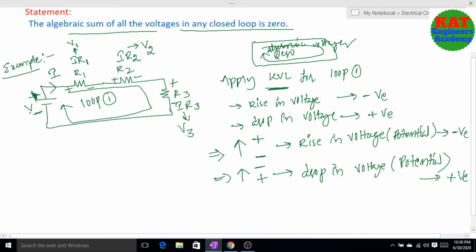So what is the voltage here? V is the voltage. First you have to apply the KVL like this. Rise in voltage you consider negative, and drop in voltage you consider positive. Now here you consider negative V. Next you go for the second element.